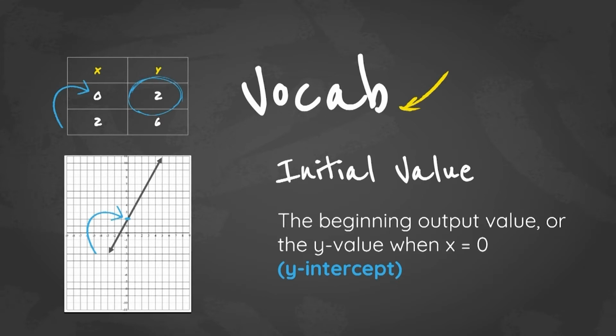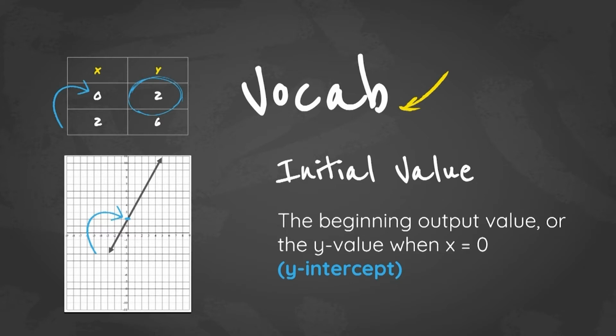When I'm looking at a table, I'm going to see that where x is 0, my y is going to be my initial value. Or if I'm looking at a graph, you might see it as the y-intercept. That is where the line is going to cross over the y-axis, and that y value is going to be your initial value or your y-intercept.